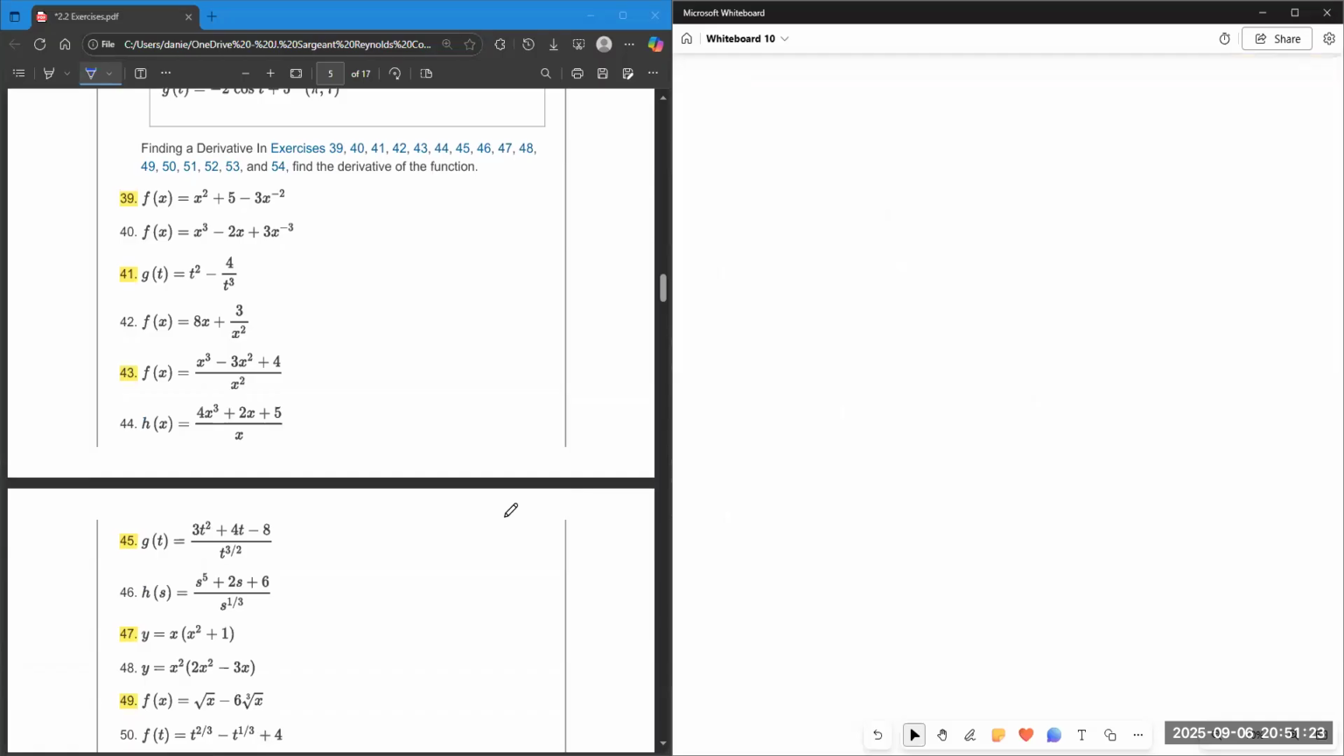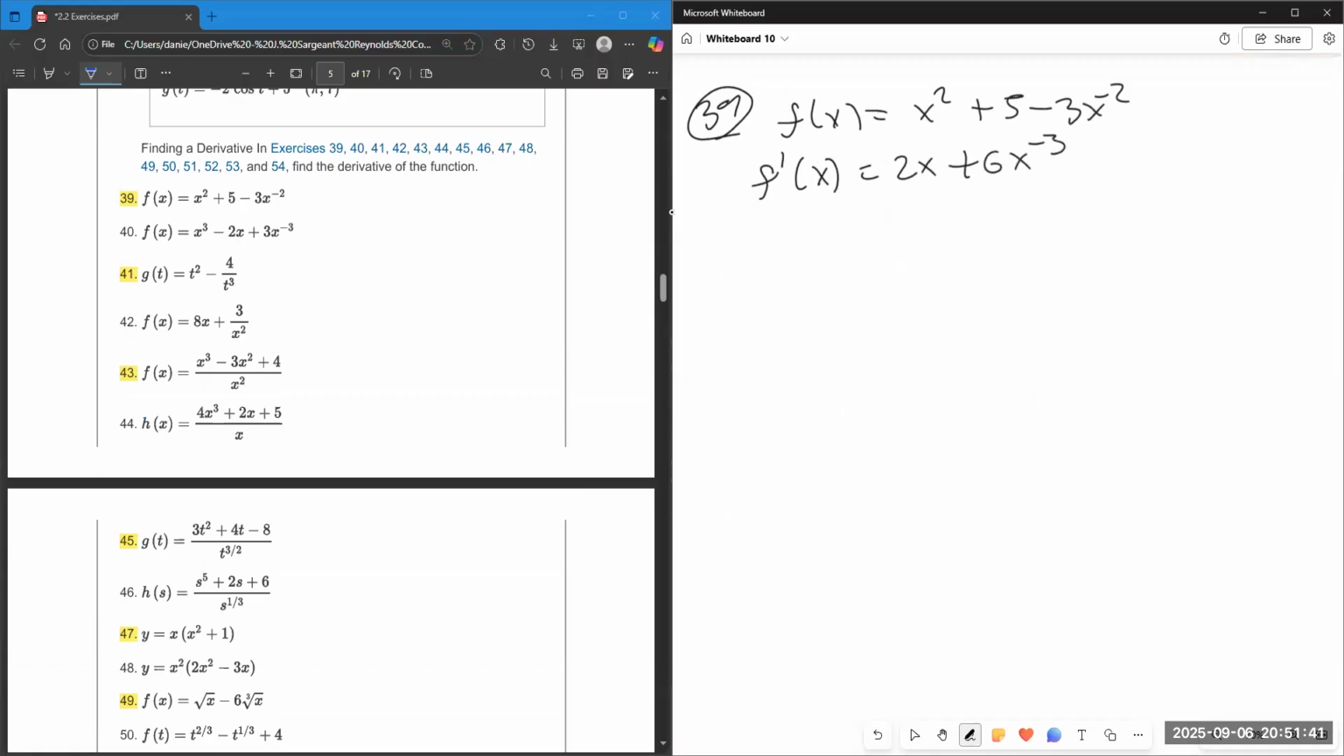Number 39 says find the derivative of the function. We're only going to do the odd problems in this problem set. f of x is equal to x squared plus 5 minus 3x to the negative second. So f prime of x is 2x plus 6x to the negative third. I'll leave that in exponential notation because that's how it was written to start off with.